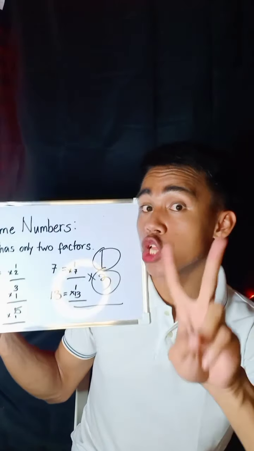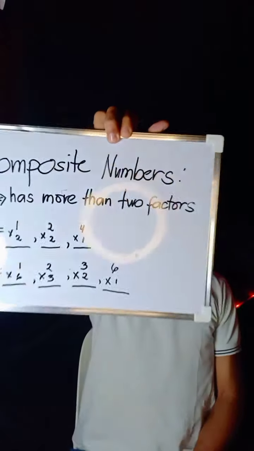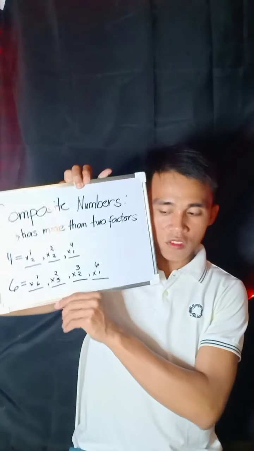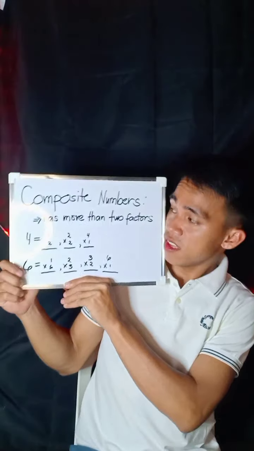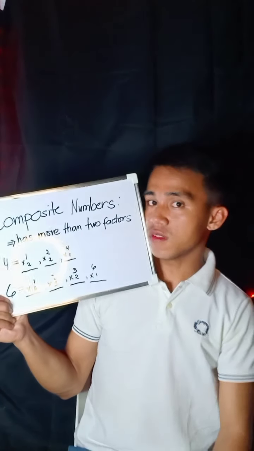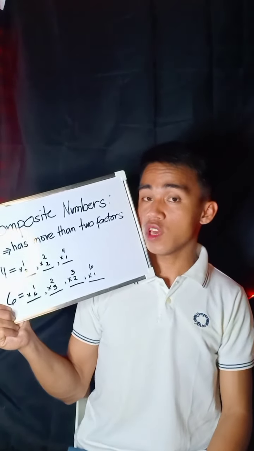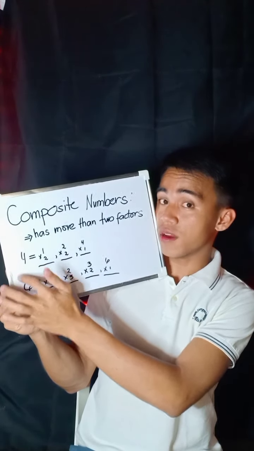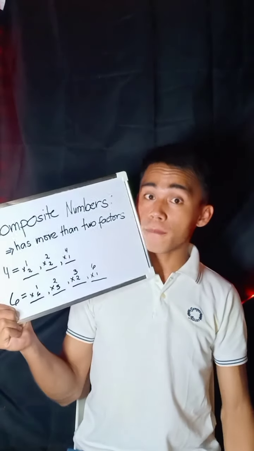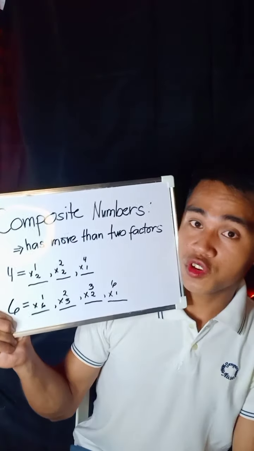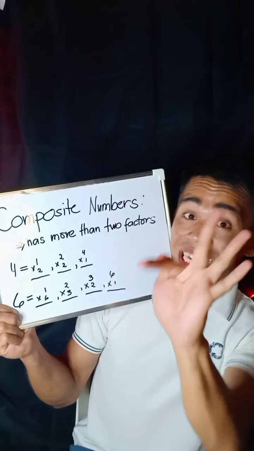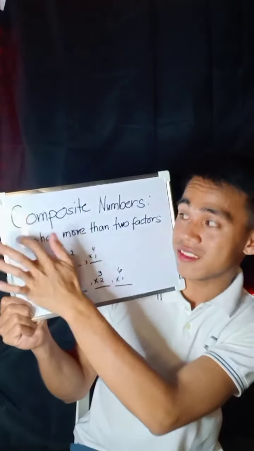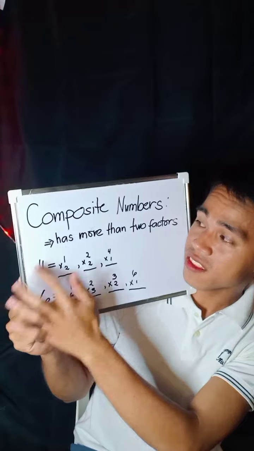This time I want to show you an example of composite numbers. Composite numbers have more than two factors, meaning there are many numbers you can use to find the product, just like 4. So there are different factors. As you can see, there are 3 factors, so more than 2. That is a composite. So 4 is a composite number.